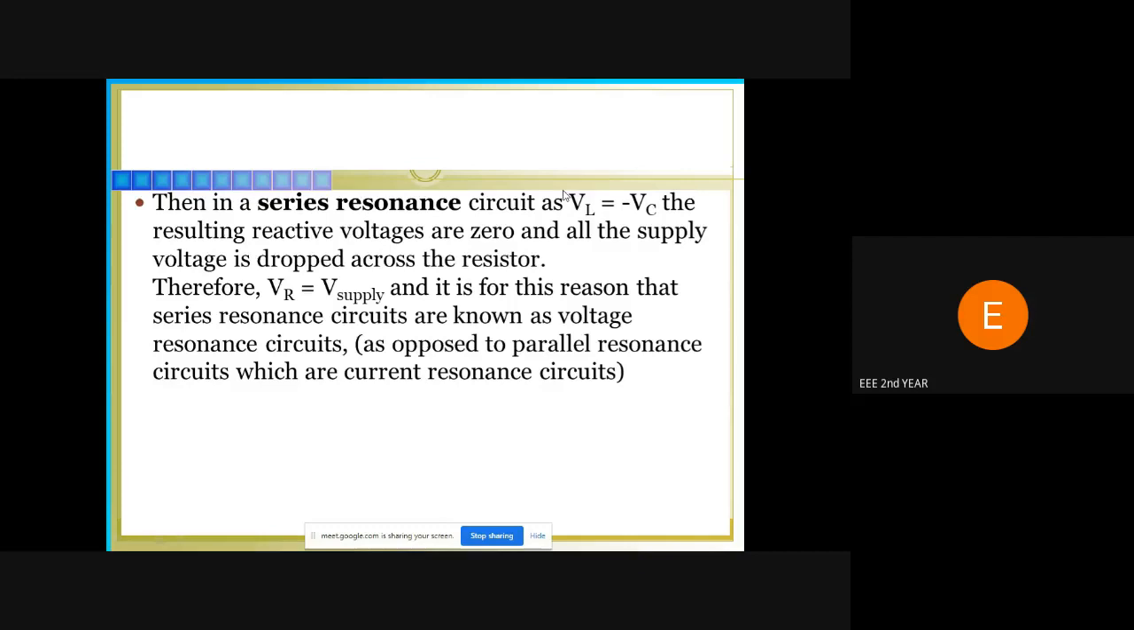So in this case, the resulting reactive voltages are zero and the supply voltage is dropped across the resistor. Therefore VR is equal to V supply. That is, the voltage across the resistance equals the supply voltage. It is for this reason that series resonance circuits are known as voltage resonance circuits, as opposed to parallel resonance circuits, which are normally called current resonance circuits.